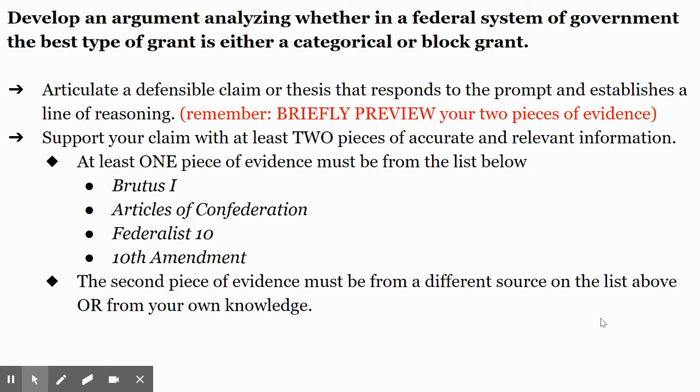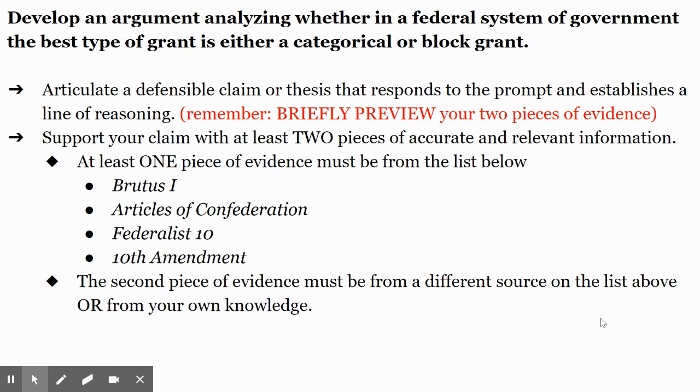Okay, so develop an argument analyzing whether, in a federal system of government, the best type of grant is either a categorical or block grant. First off, you have to know what a categorical grant or a block grant is. That's really critical, so if you don't know that, make sure you study up. Then you're going to articulate a defensible claim. That's going to be one paragraph that establishes a line of reasoning. Remember, a line of reasoning is previewing your two pieces of evidence. That's what line of reasoning means, okay? All right, good.